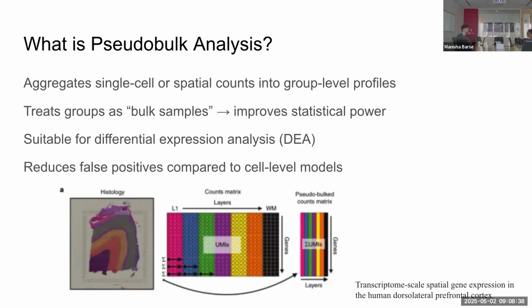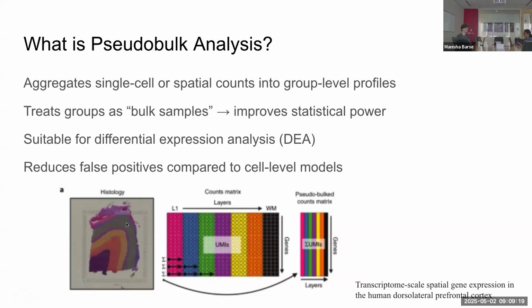We aggregate the single cell or the spatial counts into different group level profiles where we treat the bulk samples as groups. And this pseudobulking basically is suitable for doing differential expression analysis. Here in this figure, which is from the transcriptome-scale spatial gene expression paper from the human DLPFC, the human pilot data analysis, it shows the process of pseudobulking.